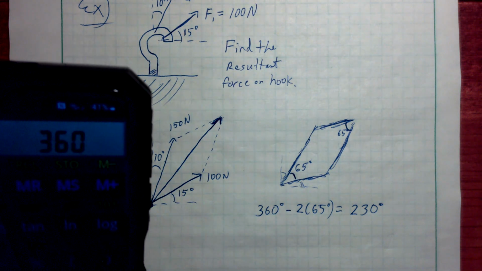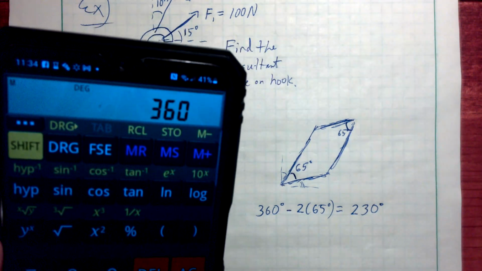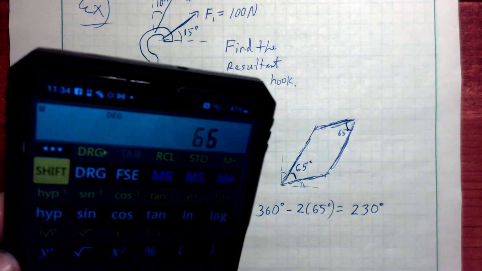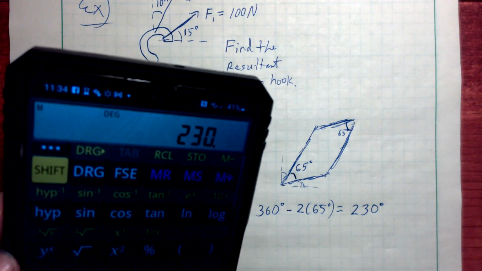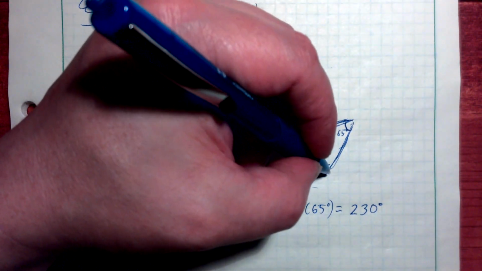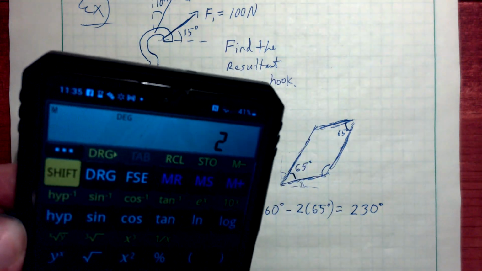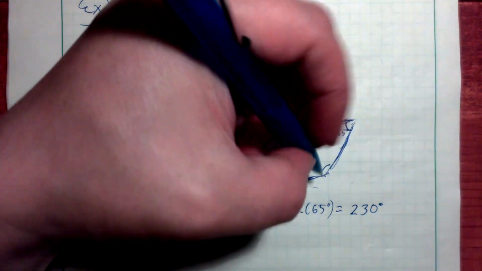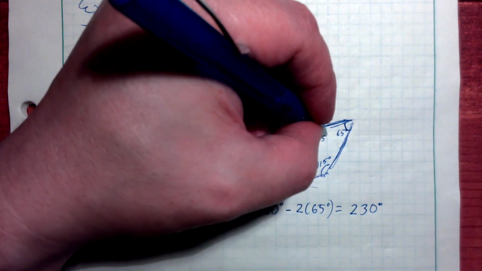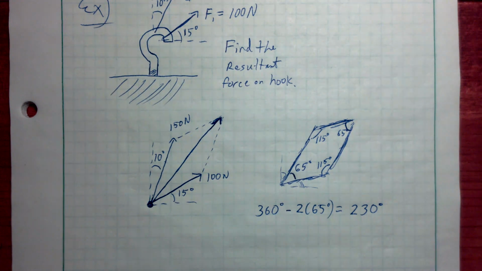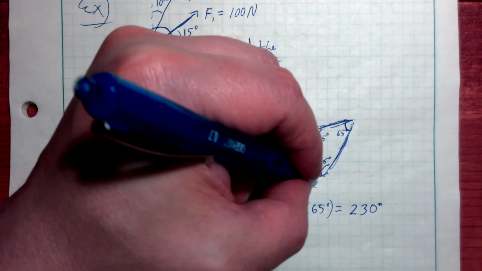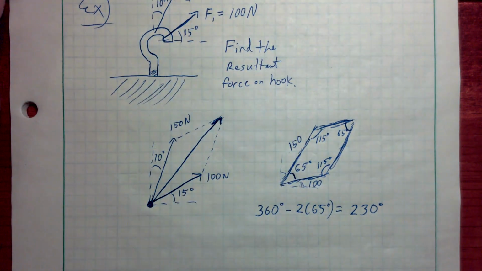So here's where you have your calculator out and you follow along with me, because otherwise you're going to get bored watching me do it. Yeah, 230. Okay. 230 degrees. And then these are each half of that. So if I divide that 230 by 2, 115. So each of these are 115. So this parallelogram where this side is 150, this side is 100, and it's at these angles.